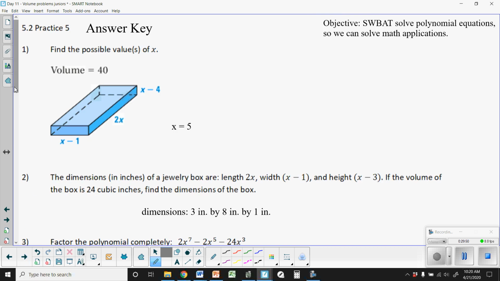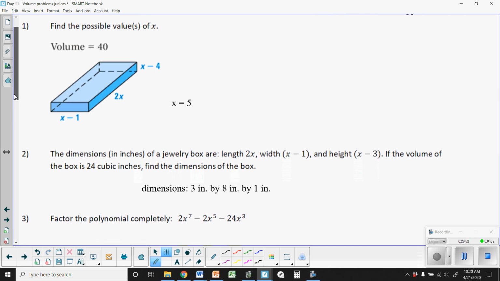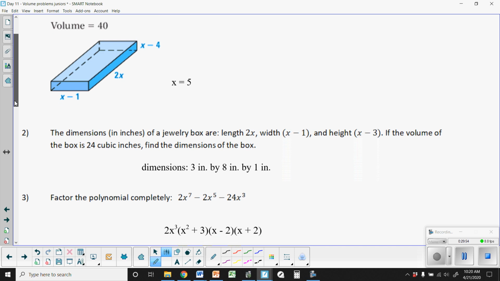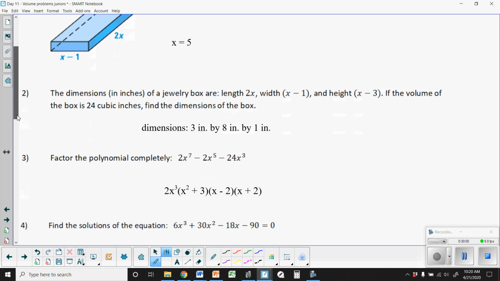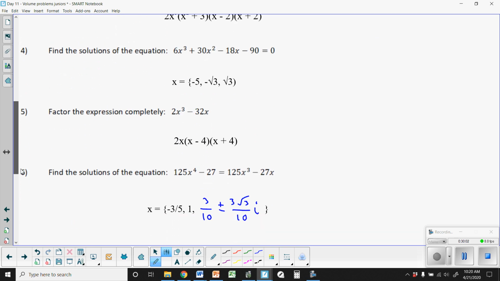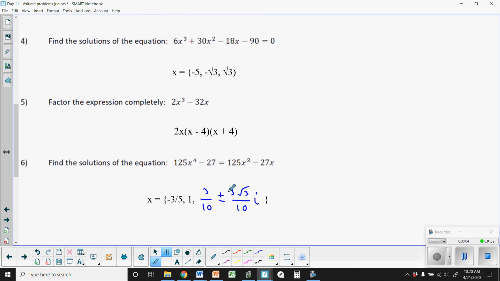So we have problem 1, 2, and 3 on the screen here. All right, and then we have problems 4, 5, and 6. Notice 6, I had to kind of write it out. That one got kind of messy. Because what you ended up having here was 125x cubed minus 27. And then we had to do a quadratic formula to get those imaginary solutions there.